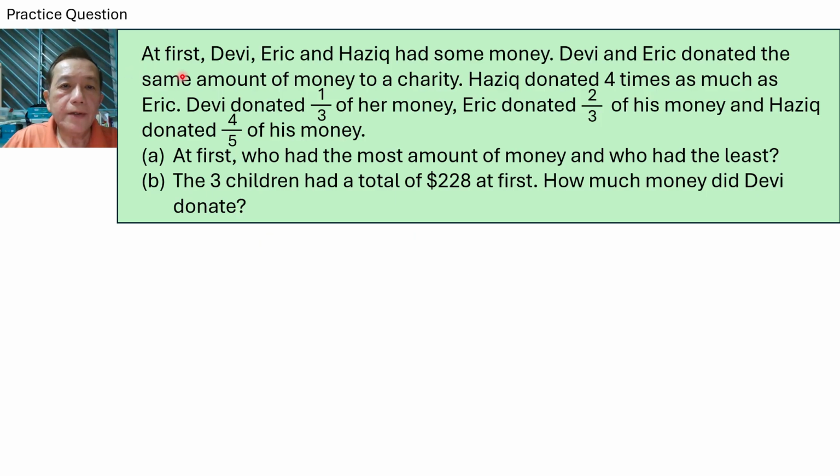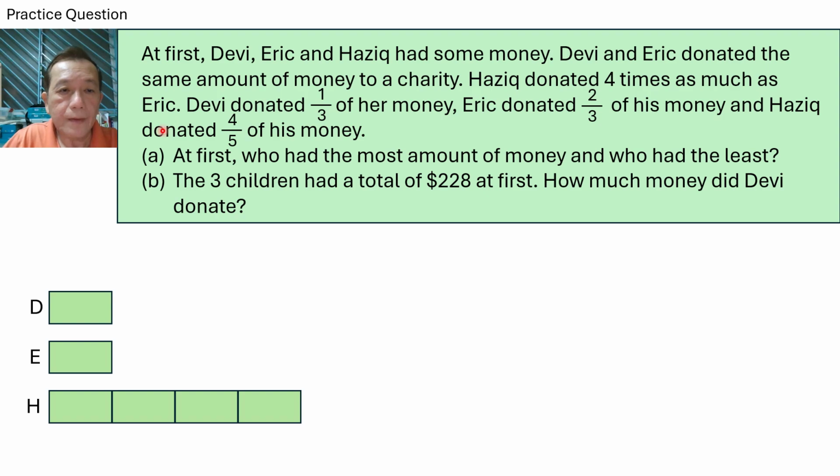At first, Devi, Eric, and Haziq had some money. Devi and Eric donated the same amount of money to a charity. Haziq donated 4 times as much as Eric. We draw the model to show this. Devi donated 1/3 of her money. This is 1/3 of Devi's money. So at first, she should have 2 more thirds.